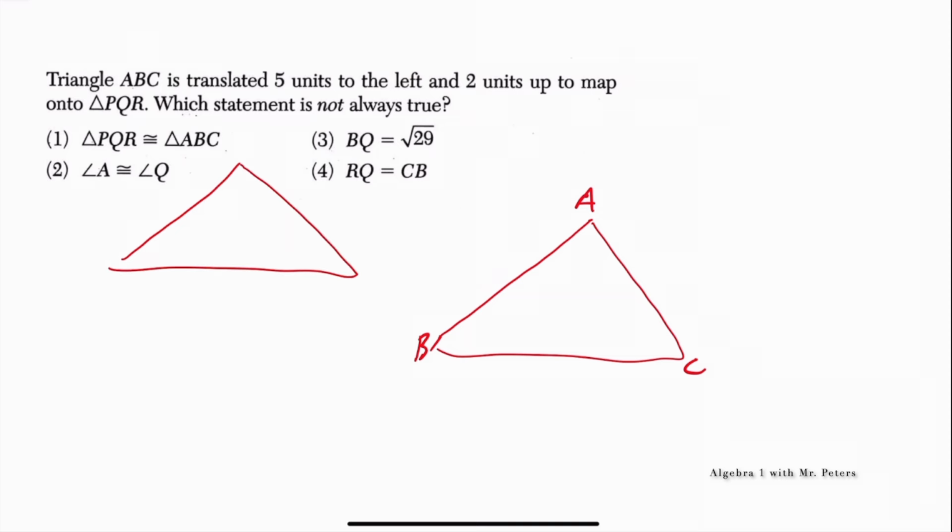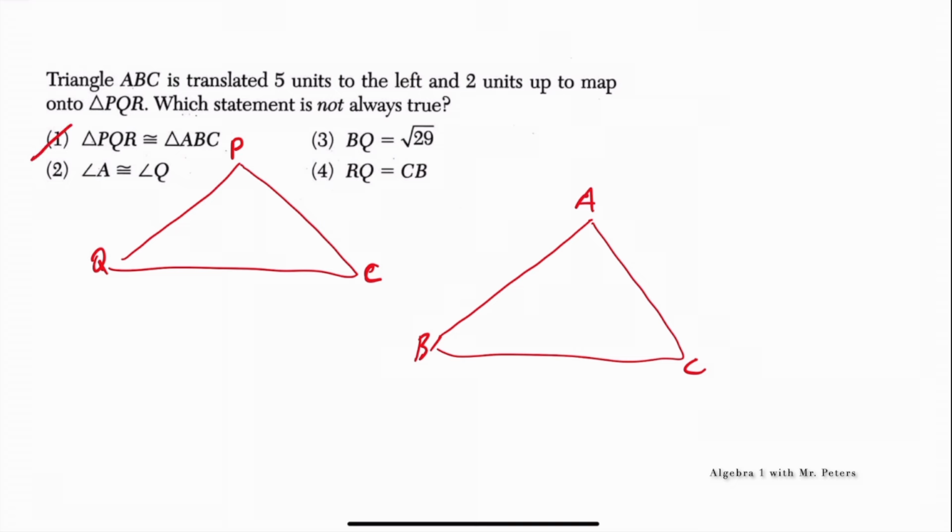And we have to make sure that when we label it with the same orientation. So we know P maps with A, Q maps with B, and R maps with C. So now when we look at answer choice 1, triangle PQR is congruent to triangle ABC. Well, this is always going to be true because this is a translation, and translations are not going to change the size or the shape of the figure. So this will always be true.